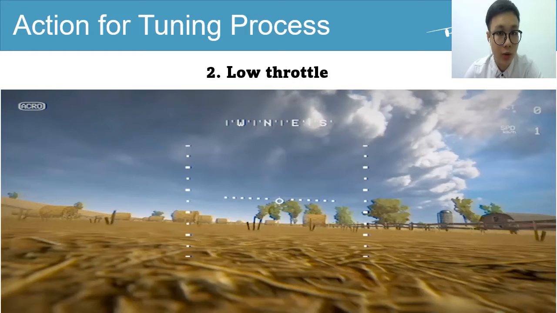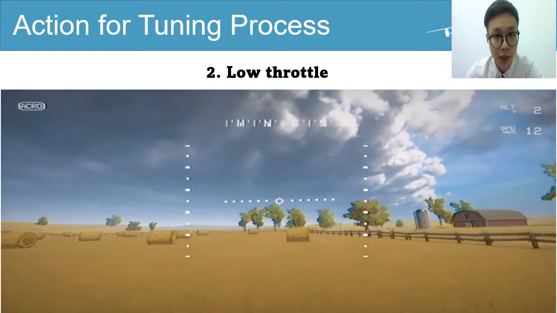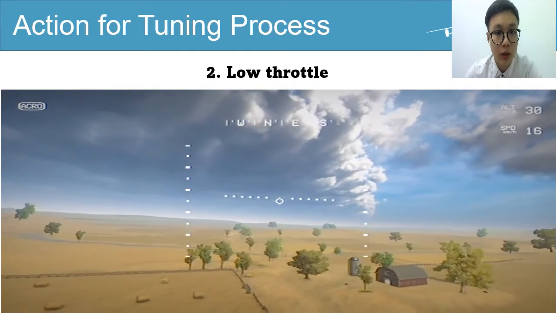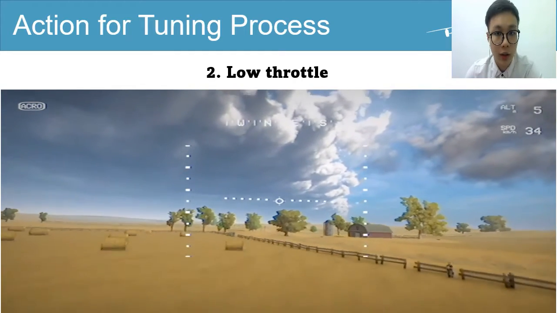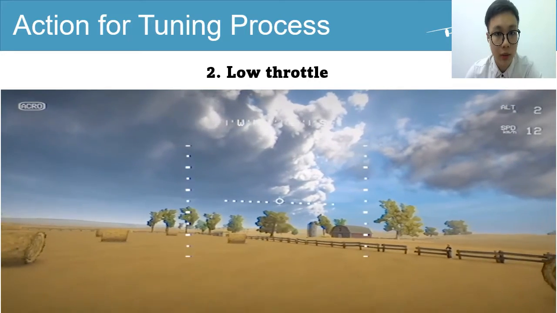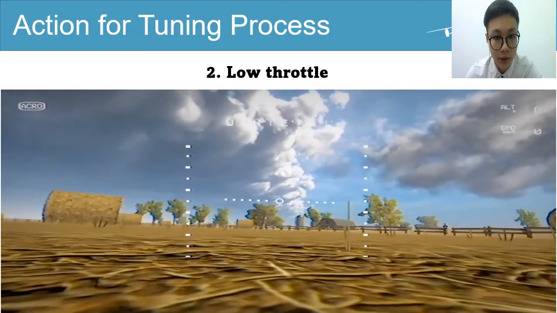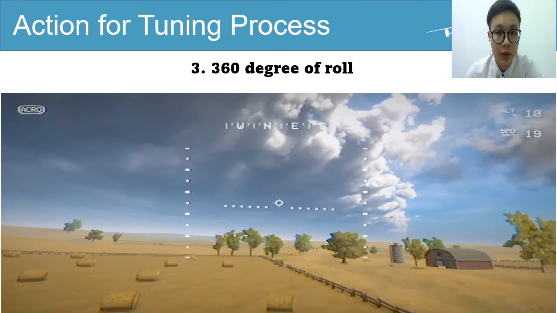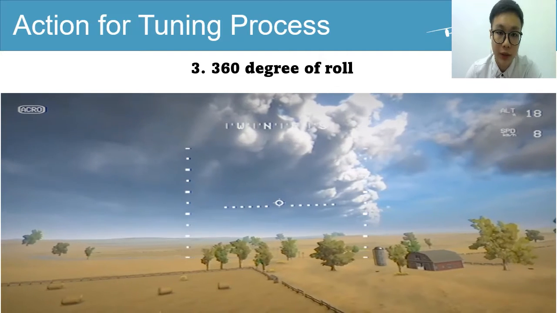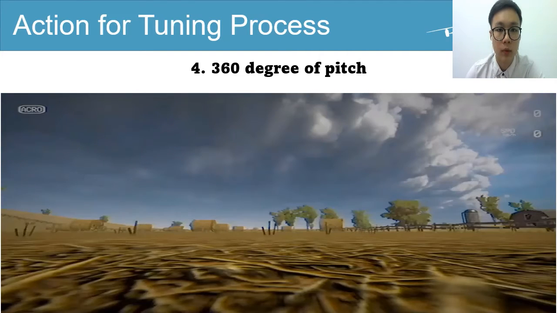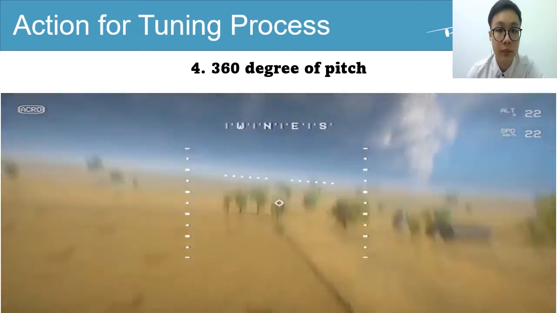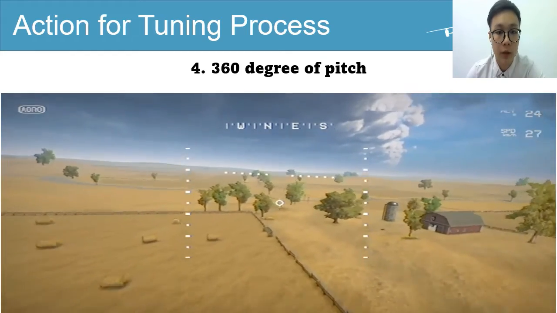The second is the low throttle. So the drone flies vertically to a high altitude and then turns into free fall status, and then increases the throttle immediately to let the drone stabilize in the air and then land. The third action is a 360-degree flip, which is the full turn of the roll axis. Same goes to the fourth action, 360-degree of pitch, which is having a full turning of pitch and then landing.